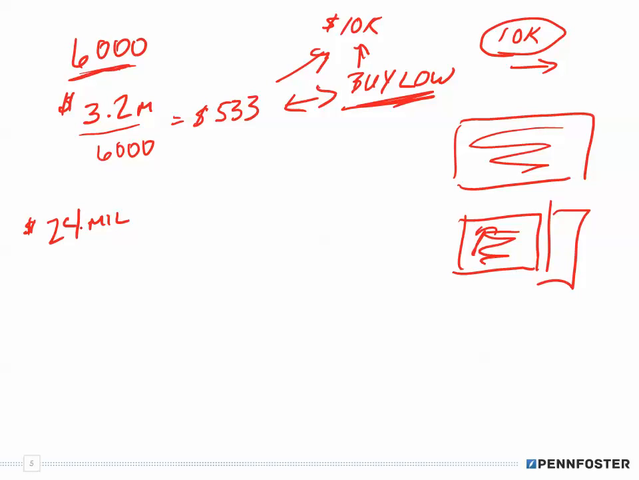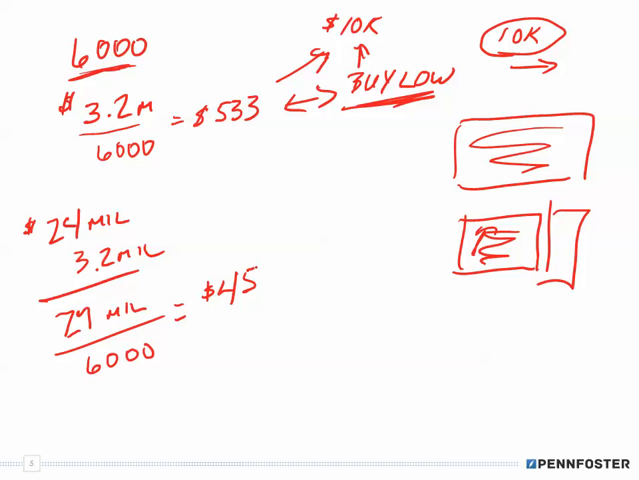Well, okay, 24 million plus 3.2 million is 27 million. And if we divide the 27 million by the 6,000 properties, that ends up being $4,533 a property. Okay, this person is buying a property for $5,000. You want a home, go buy a property for 10,000 or 5,000.